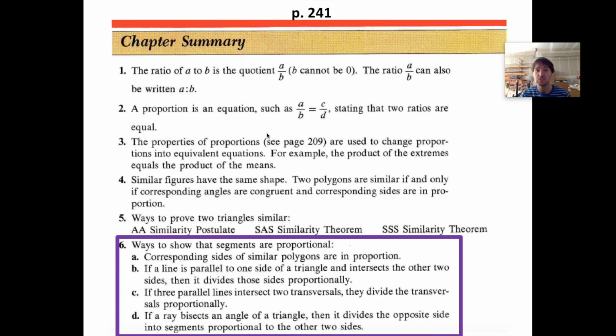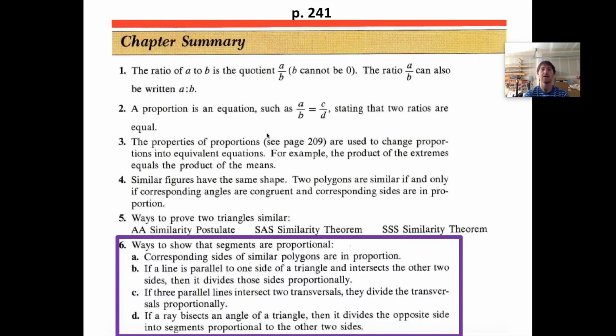Similar figures have the same shape, right? Two polygons are similar if and only if corresponding angles are congruent and their sides are in proportion. Same shape, different size. Well, maybe different size. Maybe they're congruent too, because congruent figures are also similar to one another. Ways to prove two triangles similar: we've got the AA postulate, SAS similarity theorem, and SSS similarity theorem. We proved the latter two.